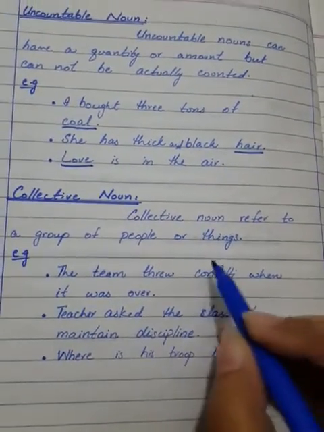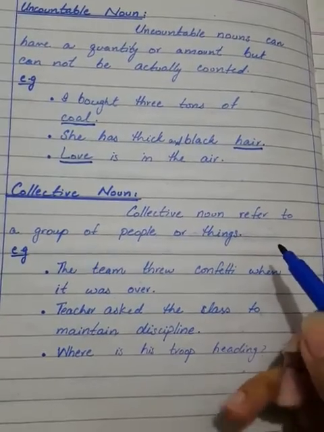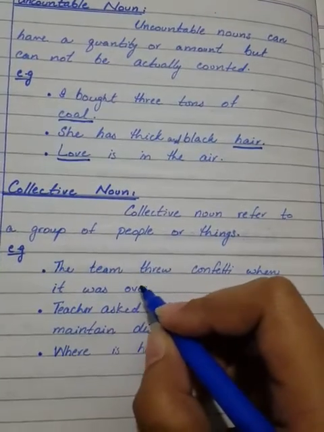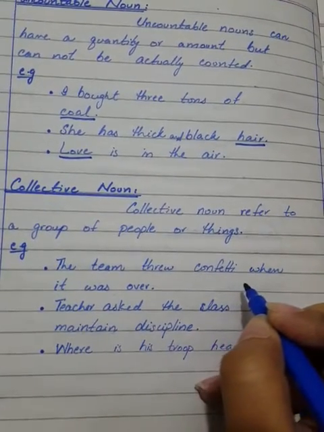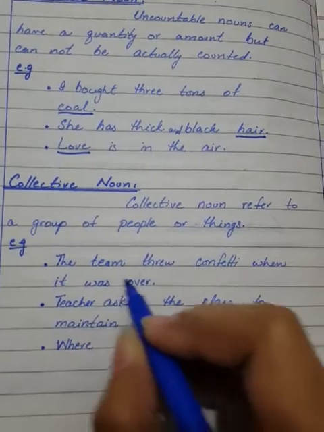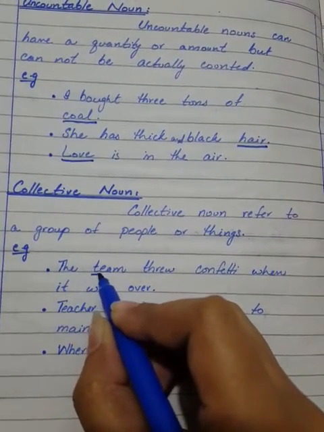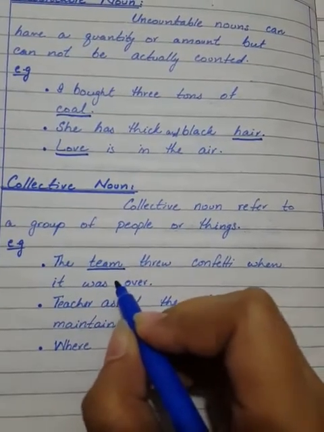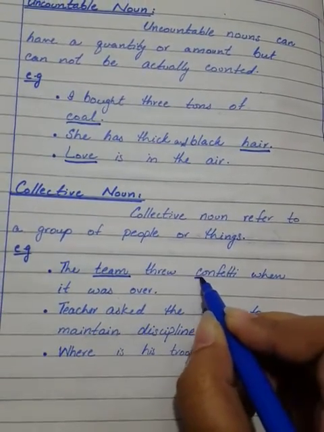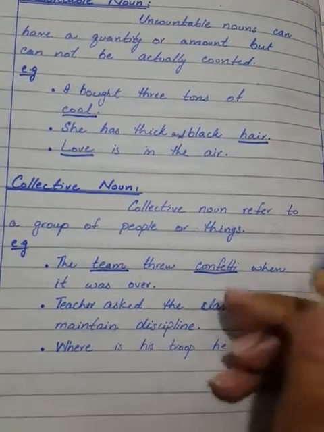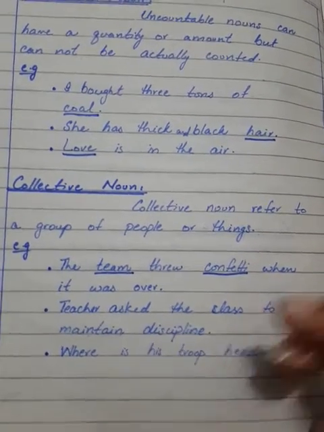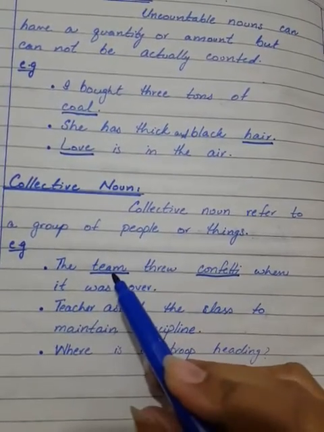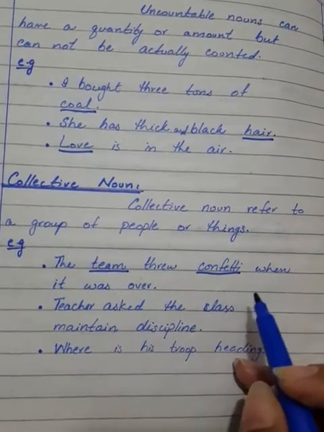And collective noun refers to a group of people or things. Like the team threw confetti when it was over. Team is a collective noun. A group of players is known as a team, and confetti is also a collective noun, the small pieces of paper which are thrown when you are celebrating. So team is a collective noun and confetti is also a collective noun.